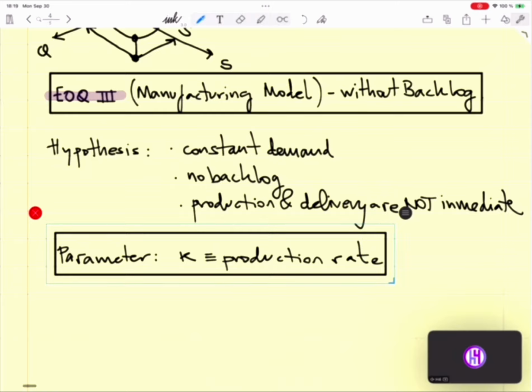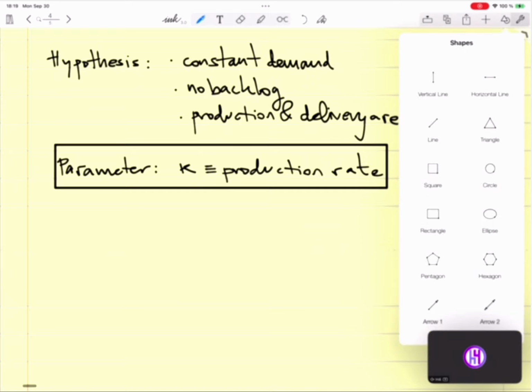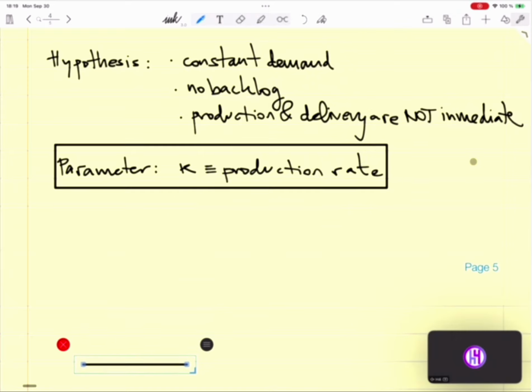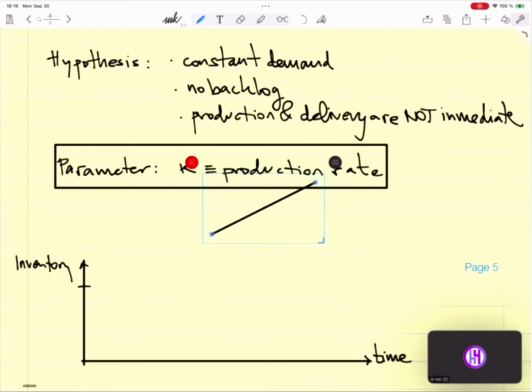It's going to be the slope of the... So let me paint the lines for you. So this is time. And this is the inventory. Okay. This is the order quantity. And what we have is something like this. We produce at some rate and we consume at some rate.